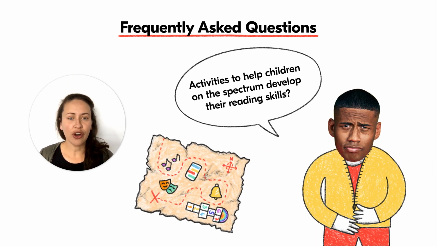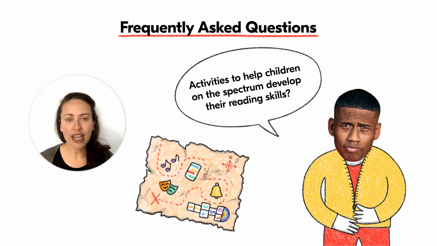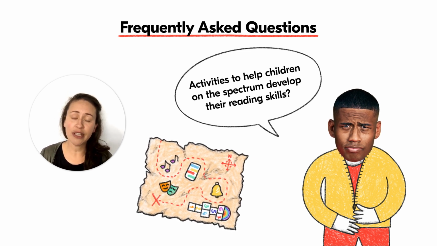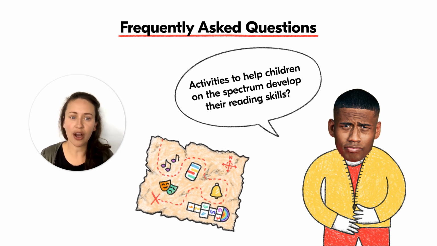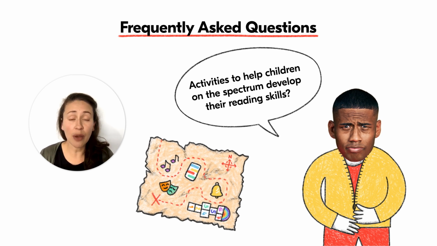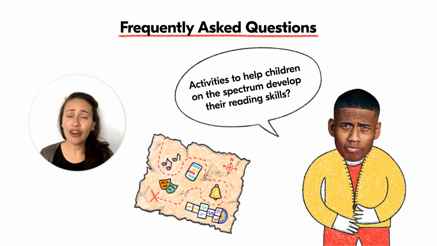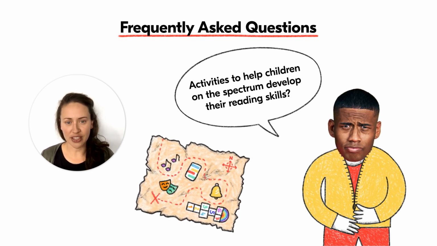Activities to help children on the spectrum develop their reading skills. The most important aspect here is to find reading material that involves your child's interests. If your child shows an interest in a certain topic, it makes a daunting task like reading just that much easier. Be realistic and patient.